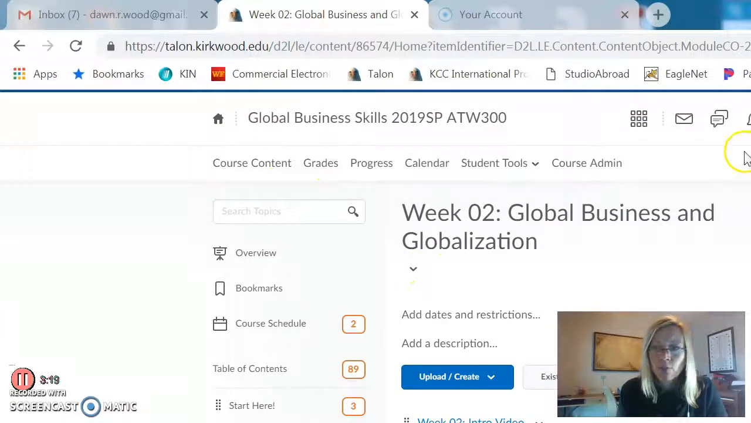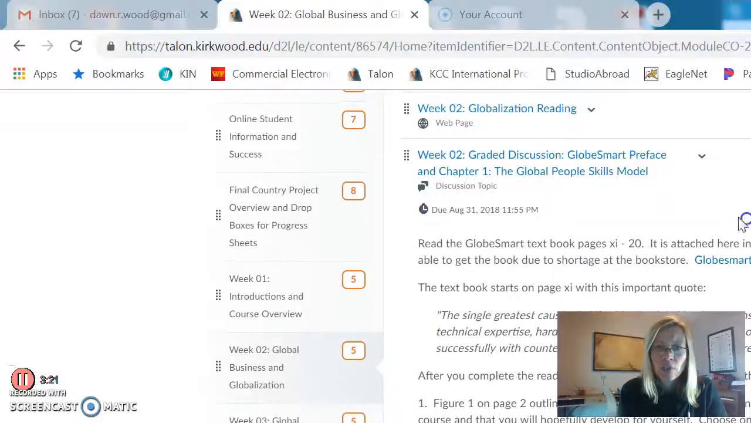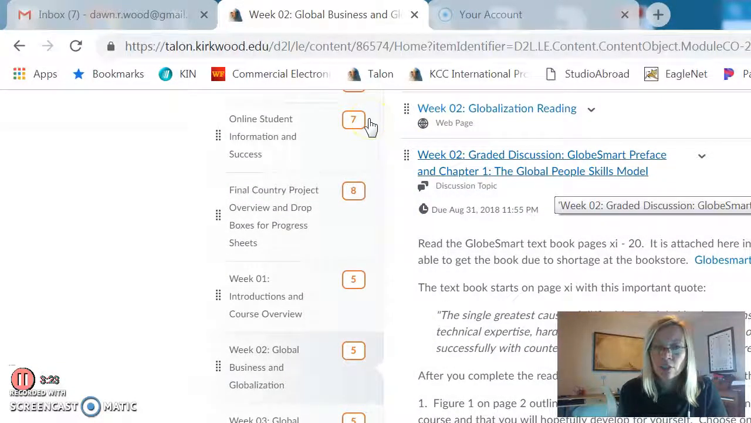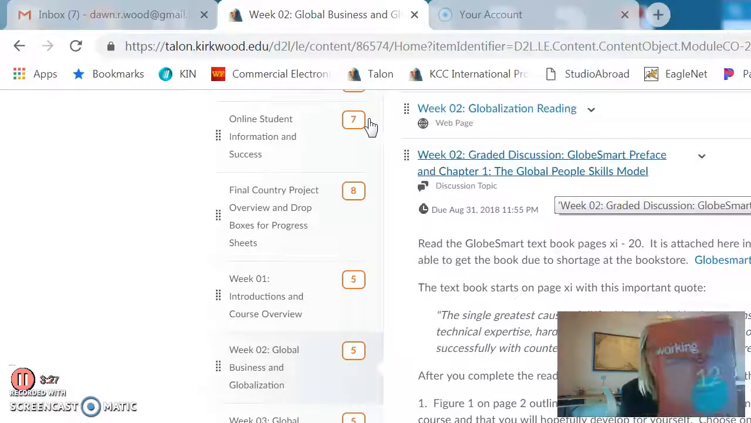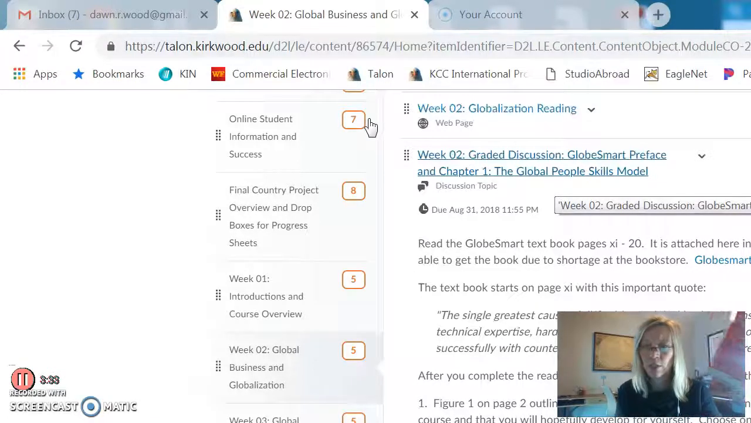After doing that reading, you'll be ready to jump into this graded discussion activity, which will utilize your textbook, the red one, Working Globesmart: 12 People Skills for Doing Business Across Borders, written by Ernest Gundling. He's very well known in the field of global business, and you'll be learning a lot from his textbook.